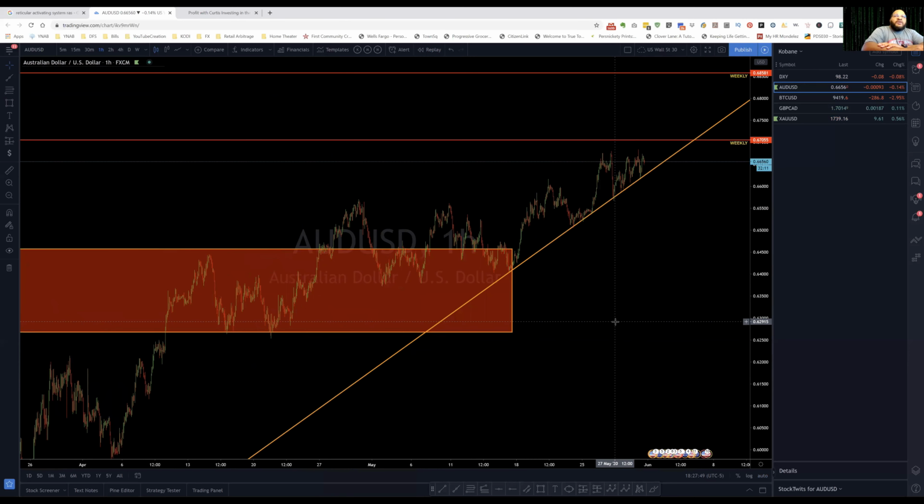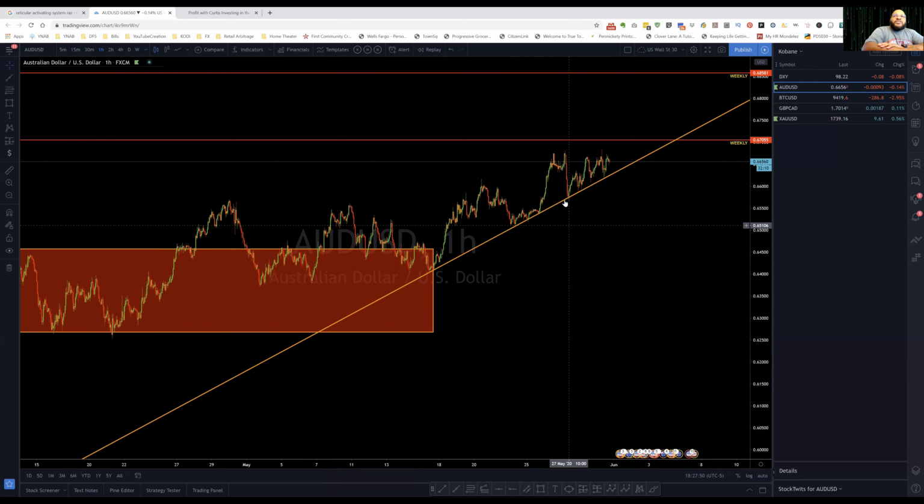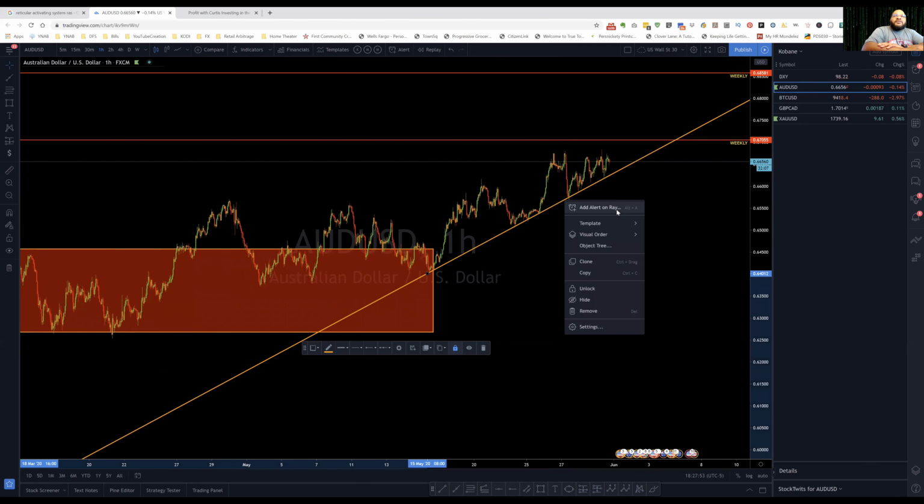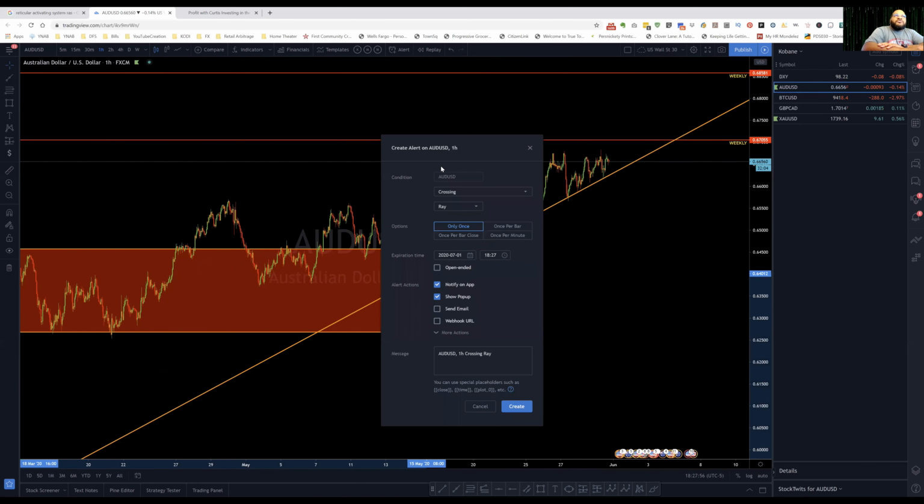So what I do now, after I have my markups, I just go to this trend line, right click on it, add an alert to that ray, and I tell TradingView, hey, TradingView, if I have an hour candle that closes and breaks this trend line, I want to be notified. So I'm just going to put it right here, RDUSD, breaking trend, look for pullback for sale.